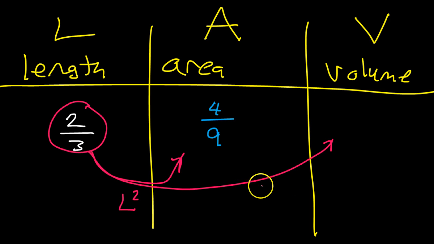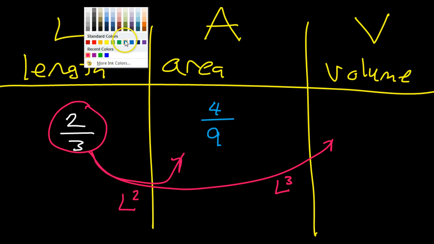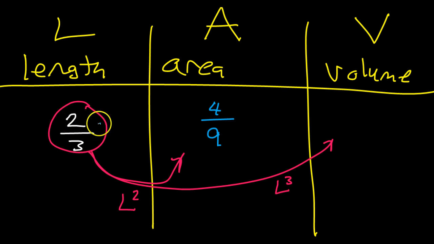And similarly, for volume, you know how volume is always units cubed? Well, for volume, you have to take the length scale factor and cube it. So for volume, 2 to the third power is 8, and 3 to the third power is 27. So that's the key. That's what we'll be doing.